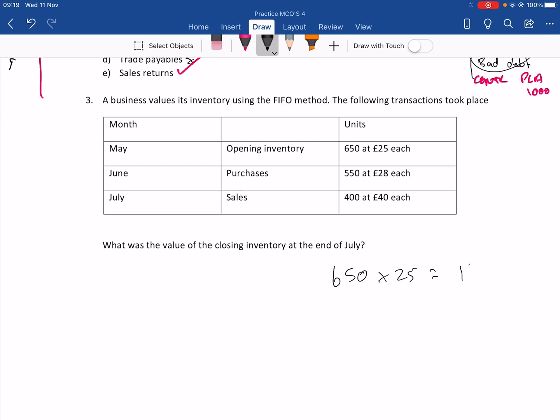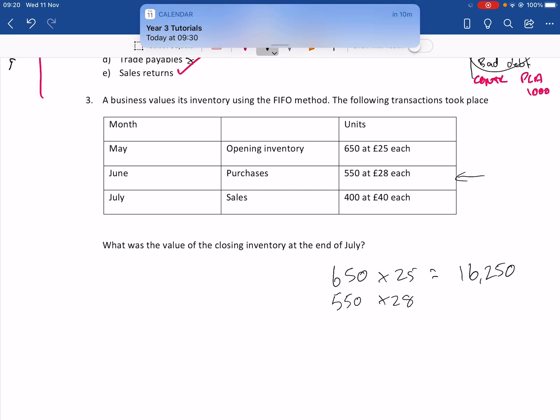16,250. So 16,250 is the value of the stock that we've got in May. Okay. In June, it says we've purchased another 550 units at £28. So 550 units times 28 equals 15,400. So 15,400 more stock.